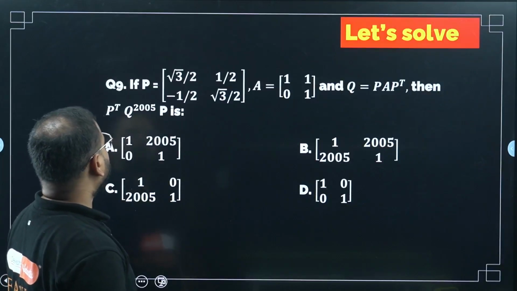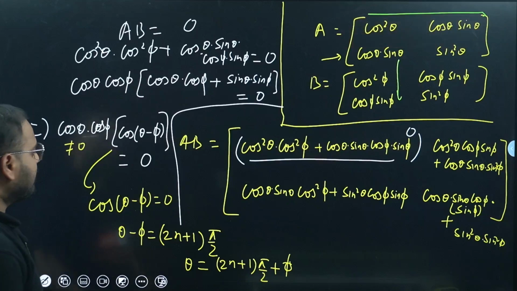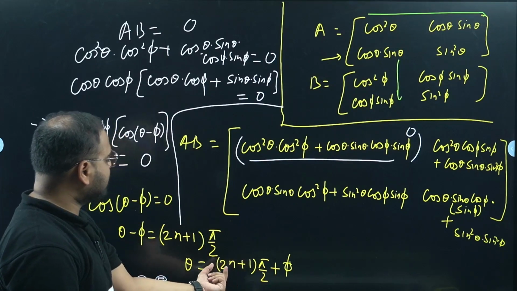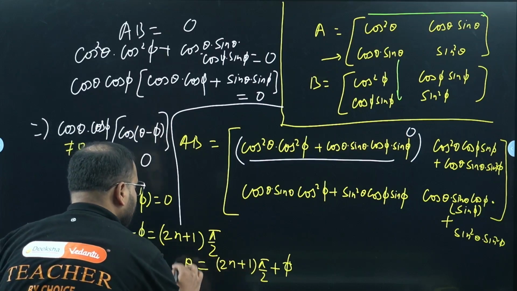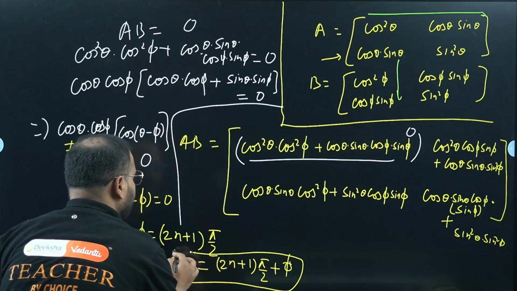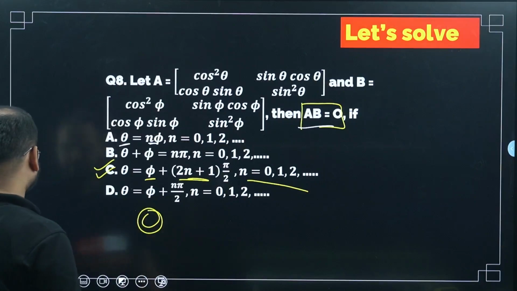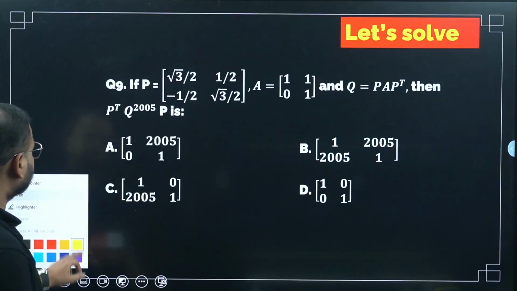Okay, next question. This was clear, right? Theta equals to, the phi was negative here, goes there, becomes positive. So theta equals 2n plus 1 pi by 2. This is my final answer. Option C was correct. Okay, moving on to this question.